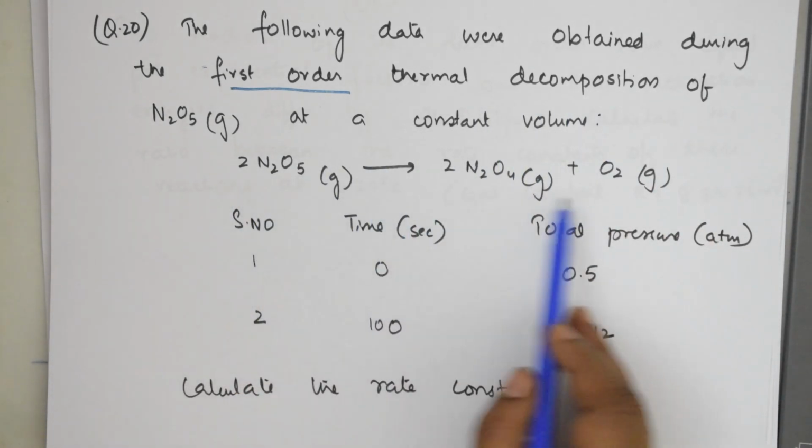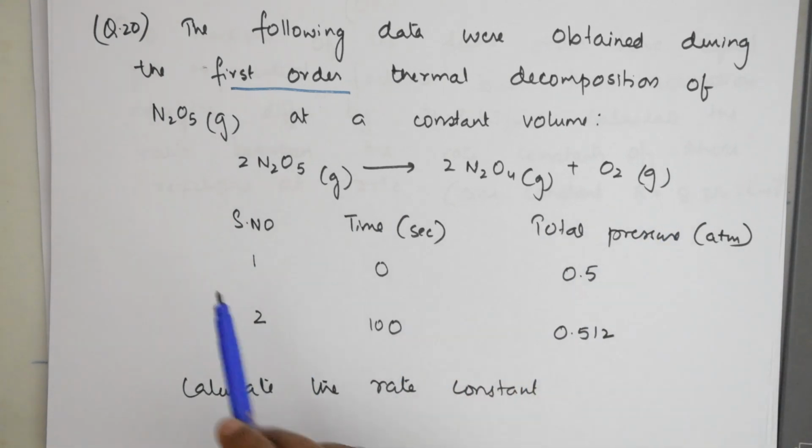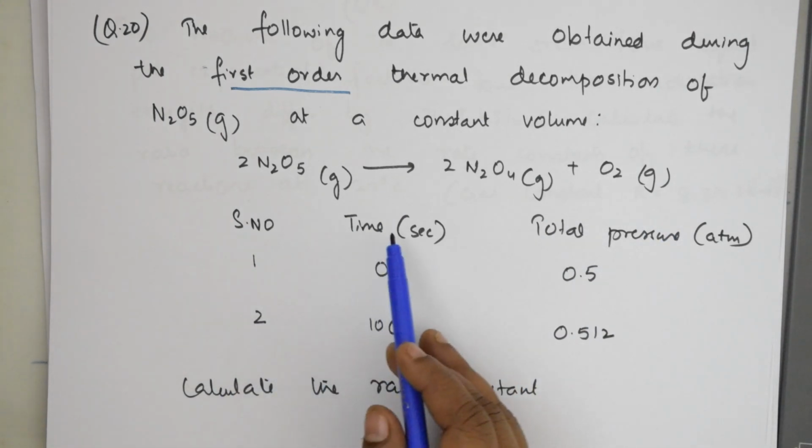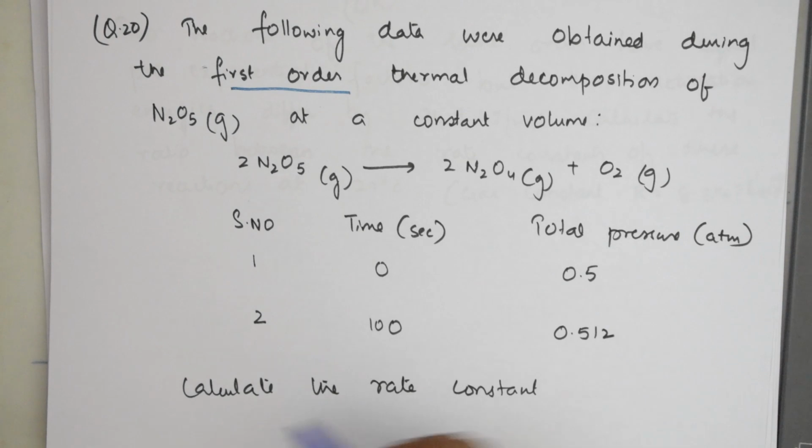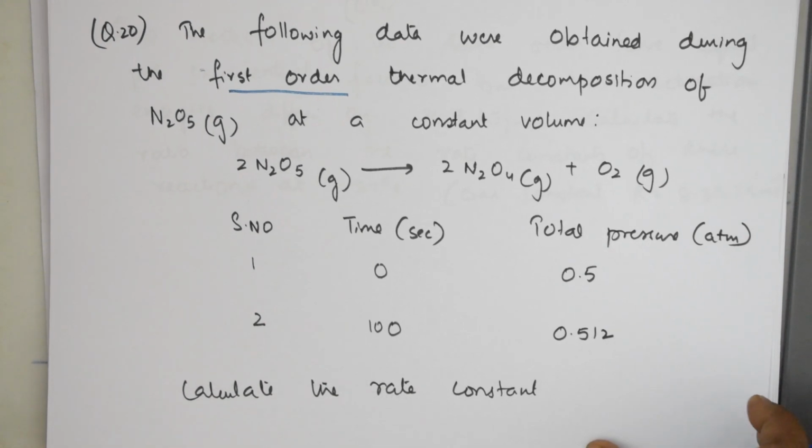This is the reaction. They have balanced it. After that, they have given the data. One is time, one would be total pressure. I have to calculate the rate constant. Correct? Yes. Now let's start. First of all, whenever such a question is given to you, with pressure, you have to be a little bit careful calculating the total pressure.